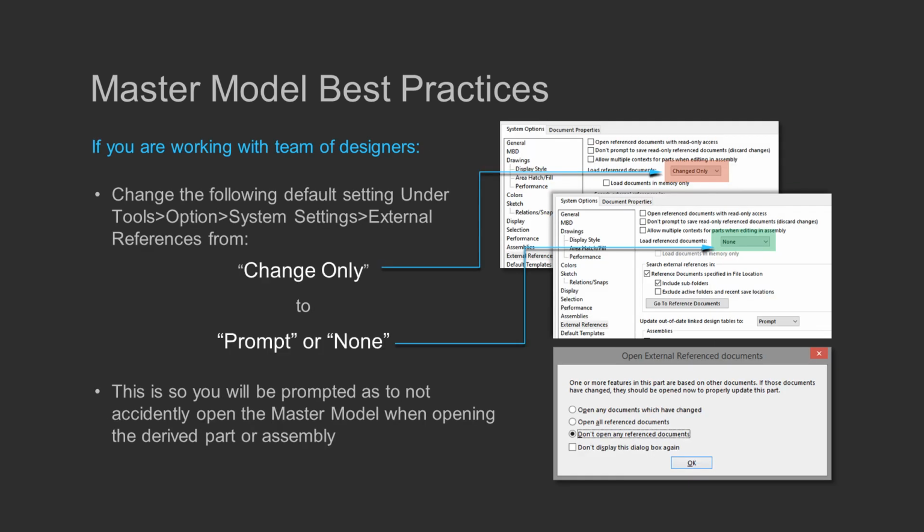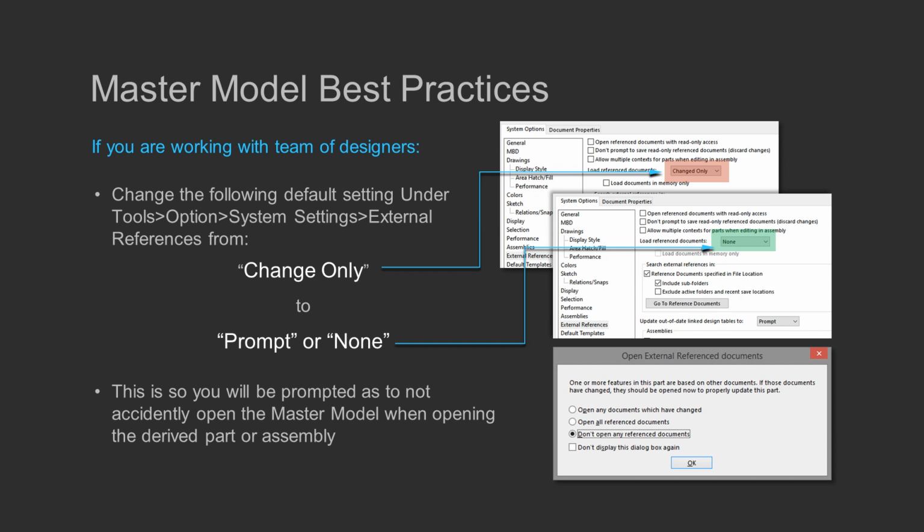So if you are a team of designers, or even yourself as the author of both the master and derived parts, it's a really good idea, in every version of SolidWorks, or put this into your copy options wizard, to set your external references from change only to prompt or none. Now, I say this because the default with a default install of SolidWorks is change only. And the reason that I warn you about this is that this is a dangerous default setting.